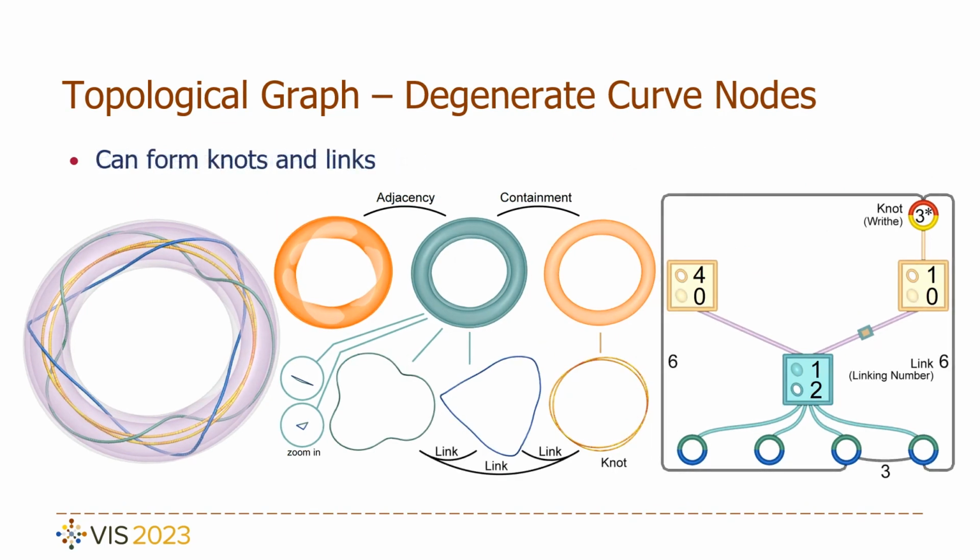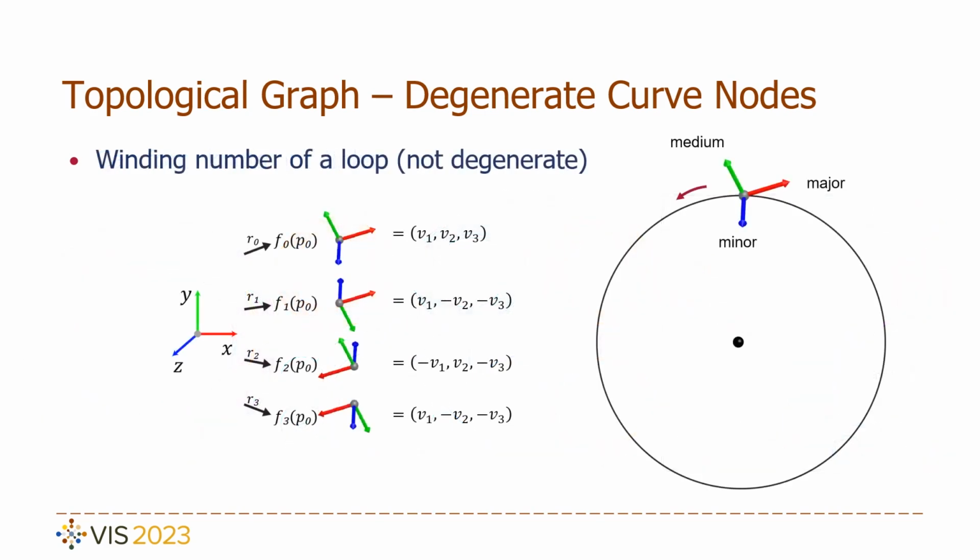A degenerate loop has the writhe number visualized to indicate whether it is knotted or not. 2 linked degenerate loops are connected by an edge with their linking number written next to the edge. In addition, we consider the winding number of a loop free of degenerate points.